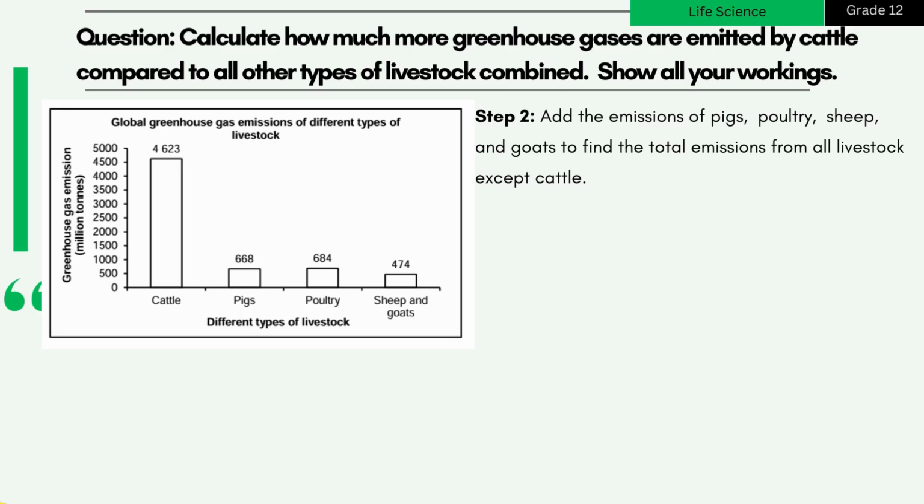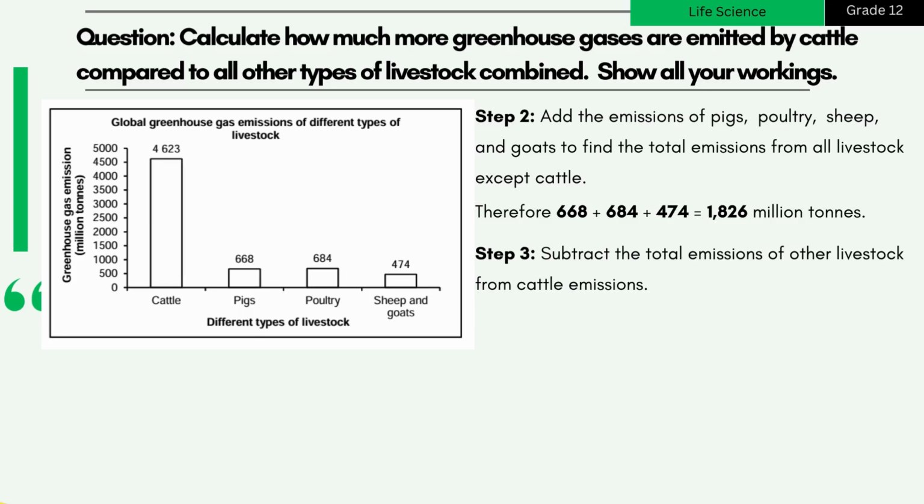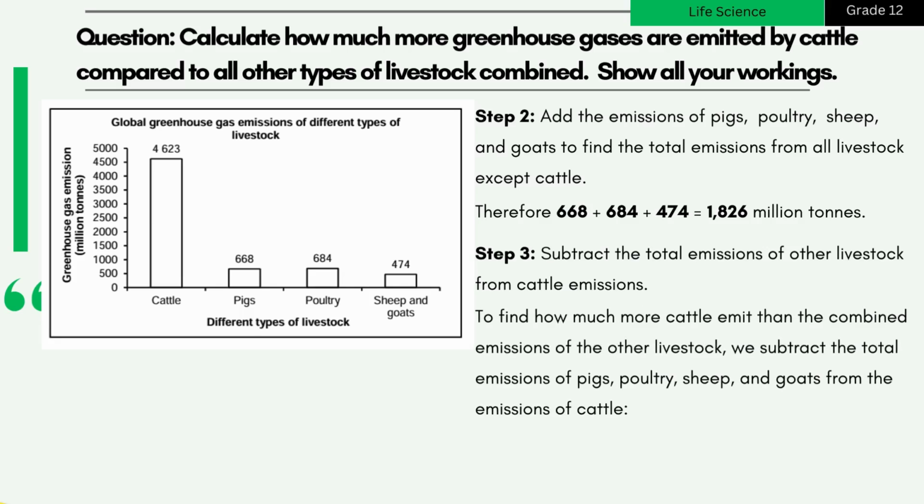Step 2. Add the emissions of pigs, poultry, sheep, and goats to find the total emissions from all livestock except cattle. Therefore 668 plus 684 plus 474 is equal to 1,826 million tons. Step 3. Subtract the total emissions of other livestock from cattle emissions. To find how much more cattle emit than the combined emissions of the other livestock, we subtract the total emissions of pigs, poultry, sheep, and goats from the emissions of cattle.